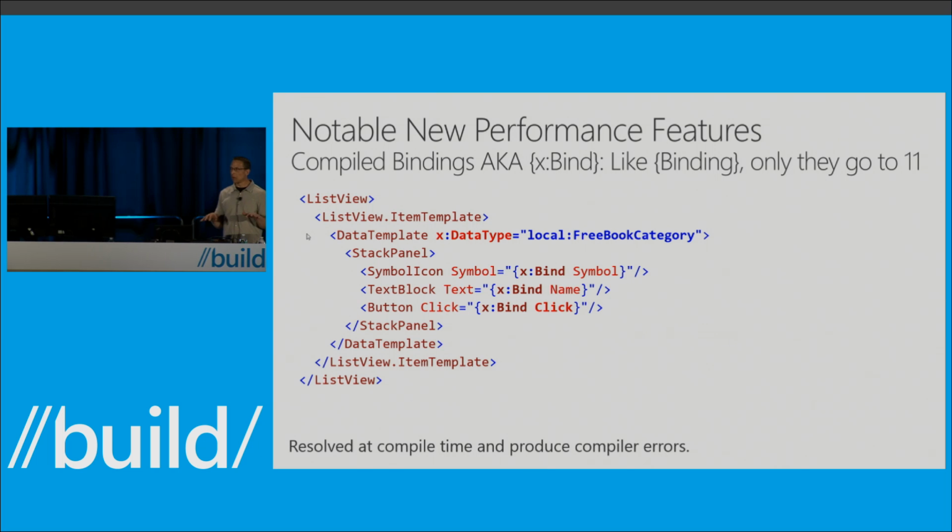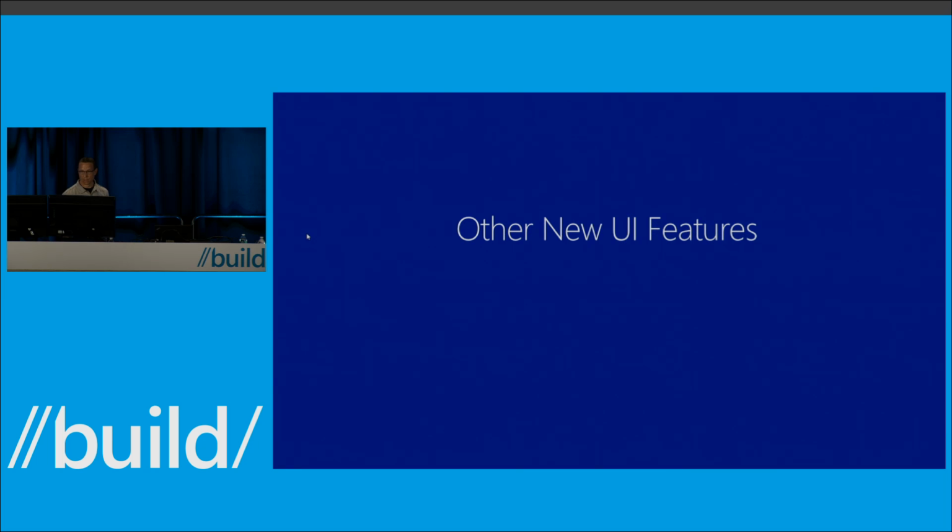We actually generate it in the form of a CS file, so you can single step through your bindings now. The code that we used to do reflection that was hidden in the framework, you can actually step through now to see what's going on with your binding. So super powerful. Love the feature.